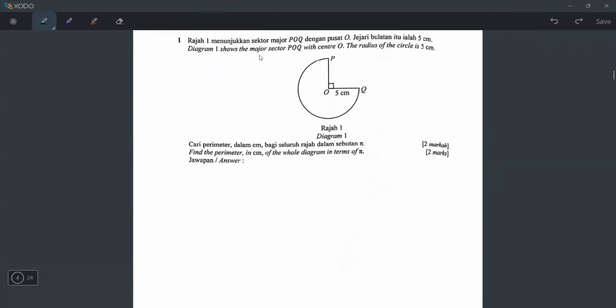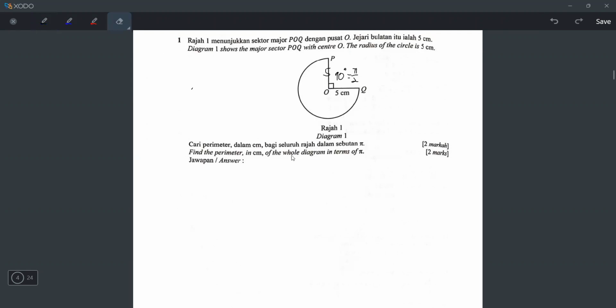Diagram 1 shows the major sector POQ with center O. The radius of the circle is 5 cm. So OQ is 5, and OP is also 5 because OP is also a radius, right? It says here 90 degrees, and if we convert to radian, it is pi over 2. The reason I mention this is because Addmaths likes to ask in radian. If you are wondering how I know it's pi over 2, I just times pi divide by 180, because that's how you convert to radian. So you cut, and you're left with pi over 2. Okay, that's how I know.